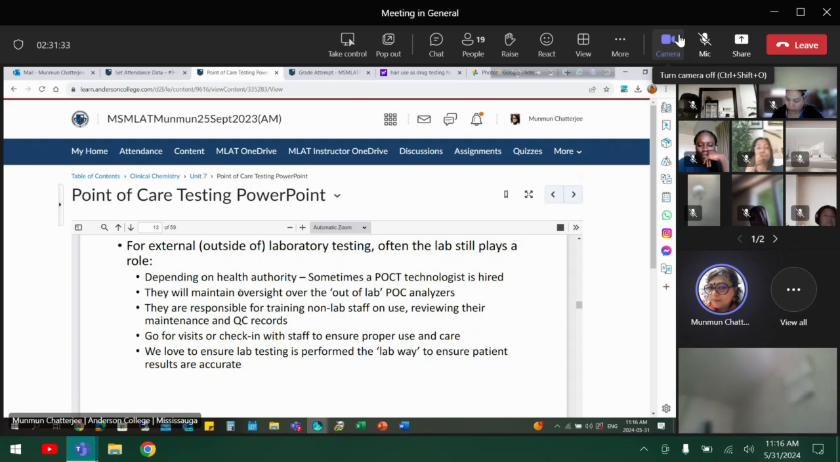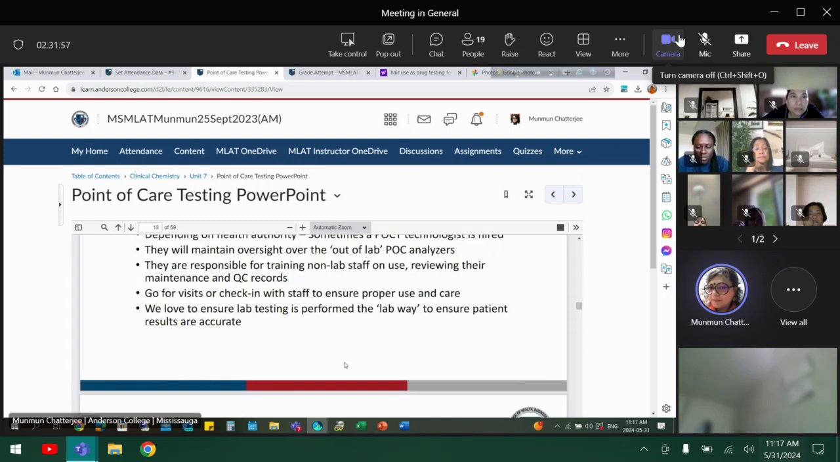So they are responsible for training non-lab staff on use, and reviewing their maintenance and QC records. Sometimes they go for a visit to check in with staff to ensure proper use and care. That is a vigilance test. They go and just check whether the staff is doing it properly or not. We want to ensure lab testing is performed the lab way, to ensure patient results are accurate.